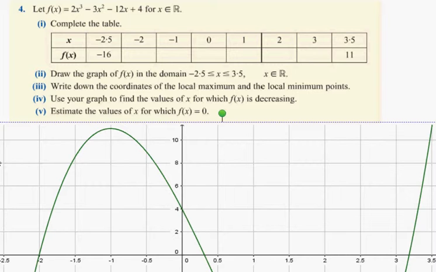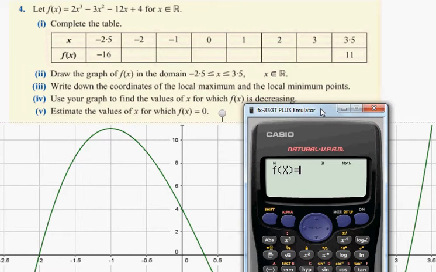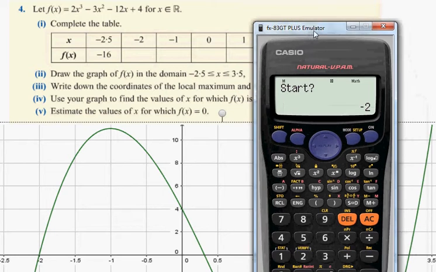So, in this case, guys, what we're going to do is, see the way there's 0.5s on, see the way there's a 0.5? We're going to go up in steps of 0.5 instead to make sure that we cover 2.5 and 3.5. So what I'm going to do is press mode, 2x cubed minus 3x squared, wrong question, 4. Then minus 12x plus 4. And we're going to start at minus 2.5.